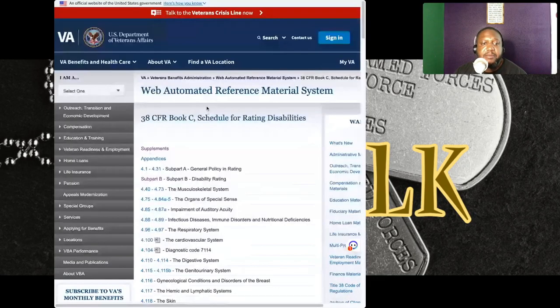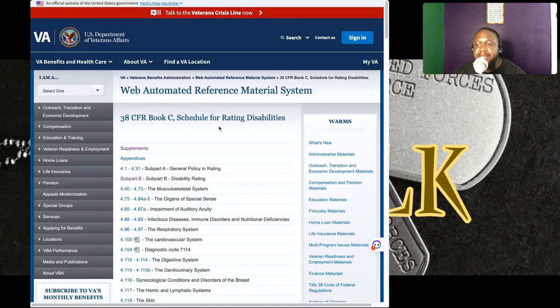this book, 38 CFR, which is actually on the VA website. And you can actually get this manual off their website. You don't have to just take my word for it. You can go to the va.gov site and get this manual. But I'm going to put it in the description for all those veterans out there who may want to find out where to go. Because the 38 CFR Book C is the Schedule for Rating Disabilities.